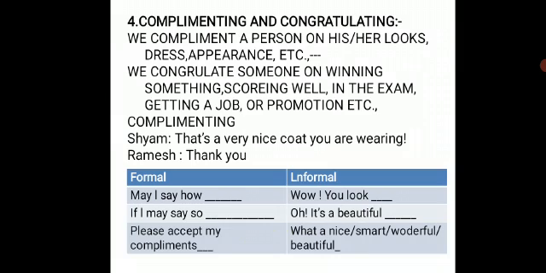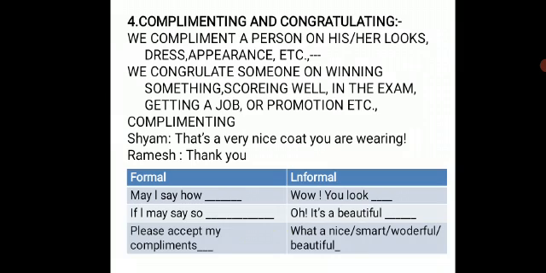First, we will see about the complimenting. Yes, now Shyam compliments his friend Ramesh. Shyam says, "That's a very nice coat you are wearing." And Ramesh says, "Thank you."